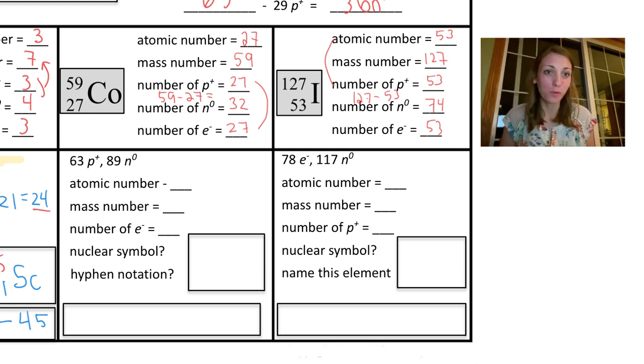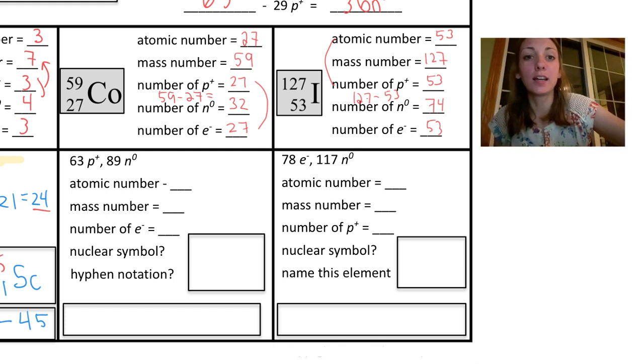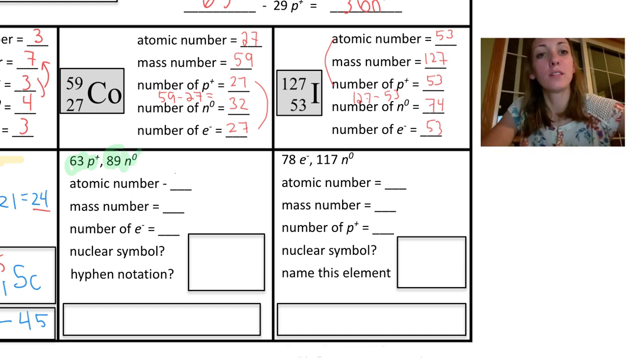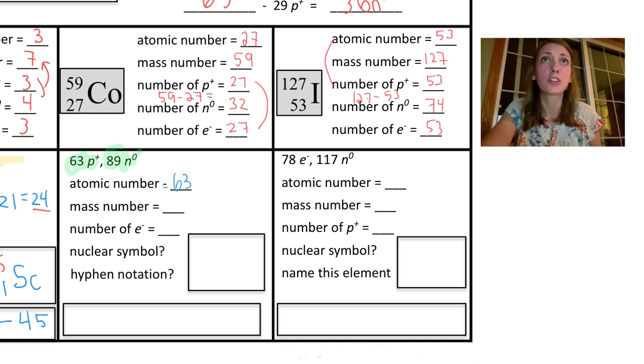Okay, hopefully those ones went well. Now we'll go down to the bottom two. Here they're just telling us that this has 63 protons and 89 neutrons. And so we have to remember that the atomic number is based on the number of protons. So that's 63. It's an equal sign. I don't know why I randomly did a dash there.